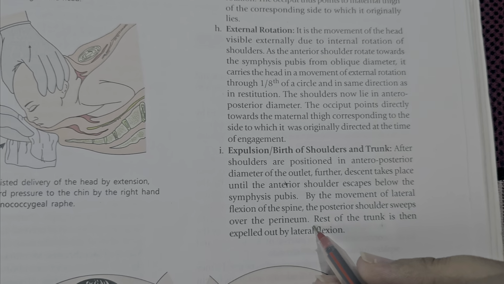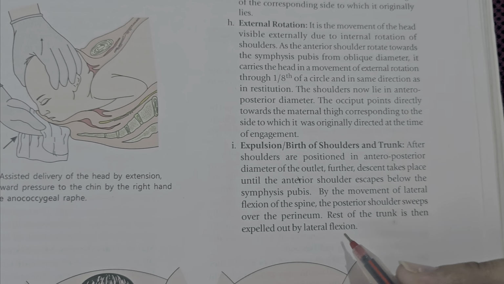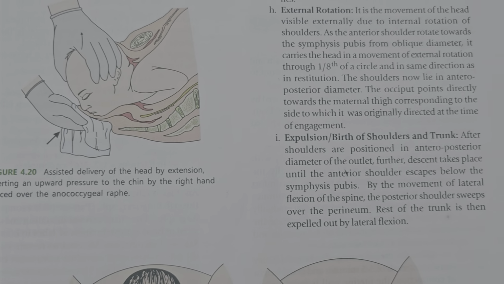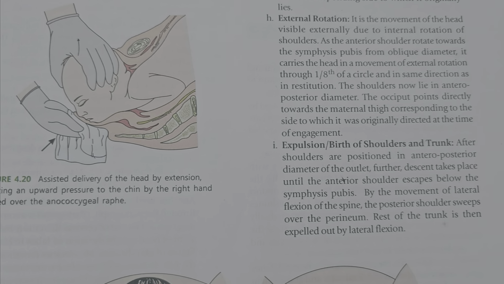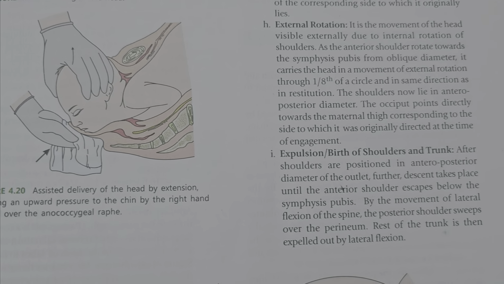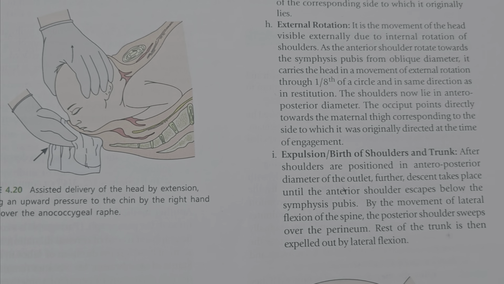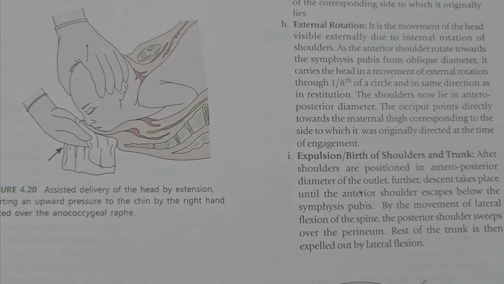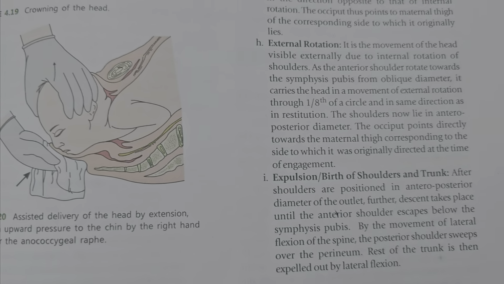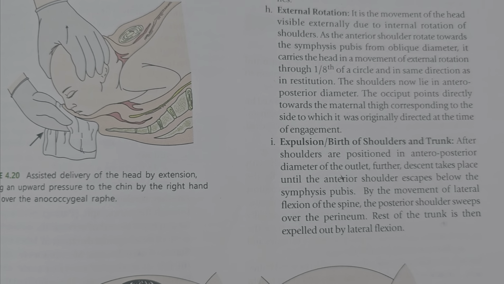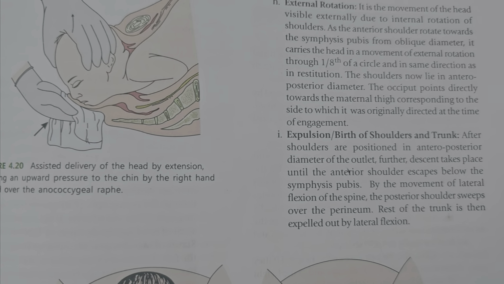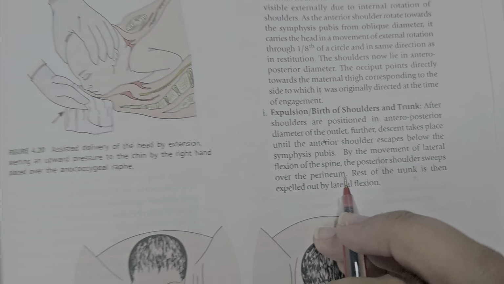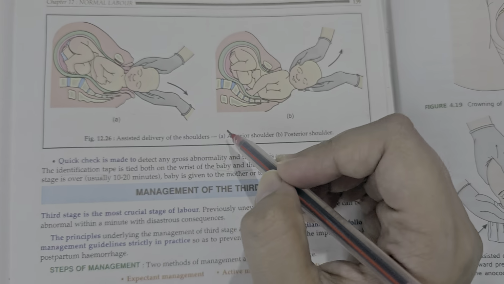At that time perineal rupture or injury can happen. In most primigravida or primipara, the perineum and its elasticity are so tight that head delivery, posterior shoulder delivery and anterior shoulder delivery are tough. So sometimes, or most of the time, perineotomy or episiotomy is done. If you want to learn about perineotomy and episiotomy, you can comment. And now the rest of the trunk is expelled out by lateral flexion.